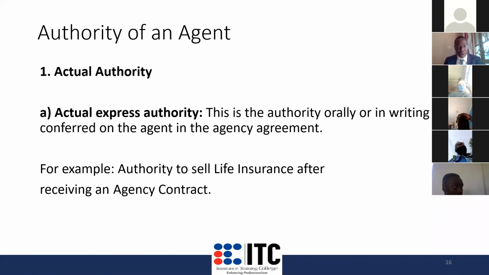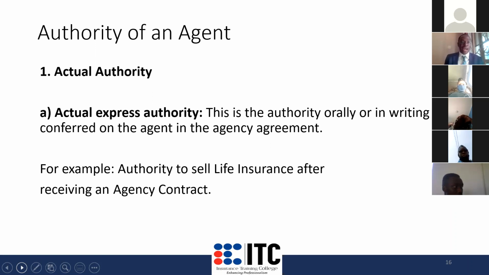Put in writing, put orally, agreed orally, and then you start selling. So you see an example of authority to sell a life assurance after receiving agent's contract. You see, I still go back to the contract. So you guys, you need to take time and understand it. If you have one, you go back home and read it and see what is entailed in that agreement.